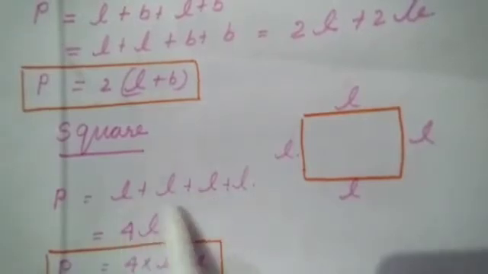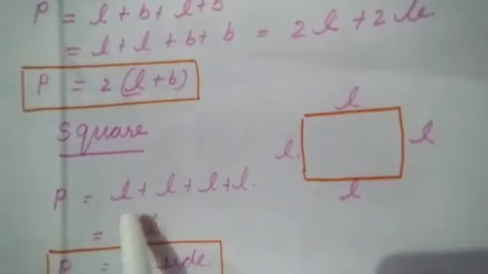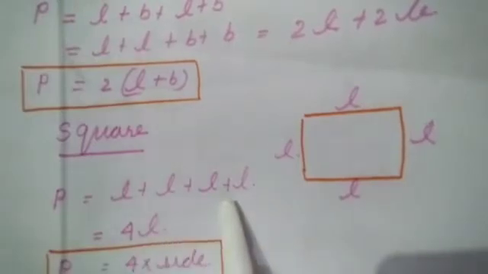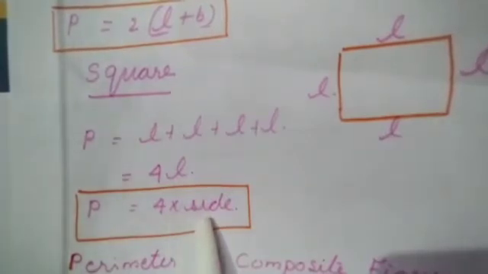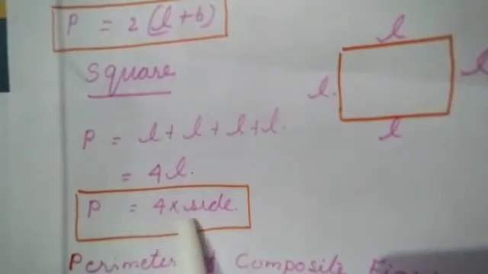The repetition of addition means multiplication. So 4 times the length, that is length plus length plus length plus length, means 4 into length. Then the perimeter of the square is 4 into side. Breadth is not here, only one length, so we write here side. Perimeter of the square means 4 into side.